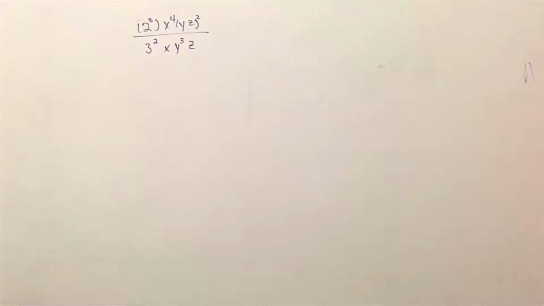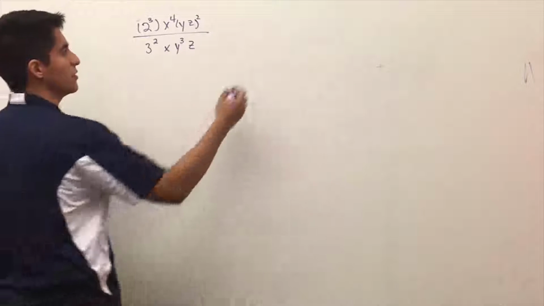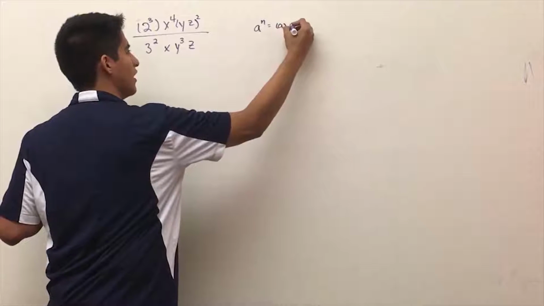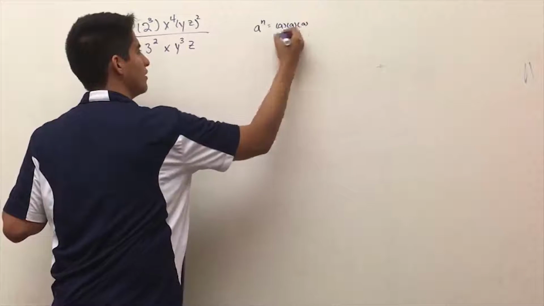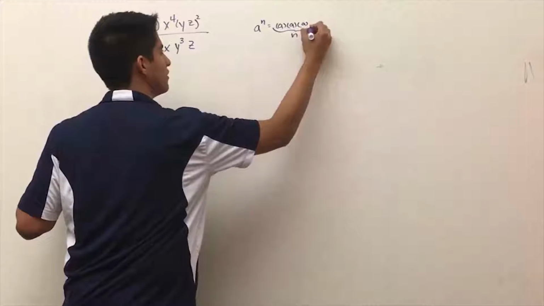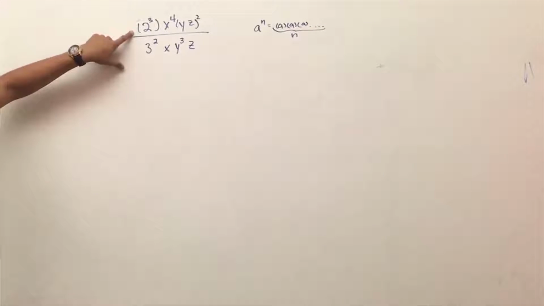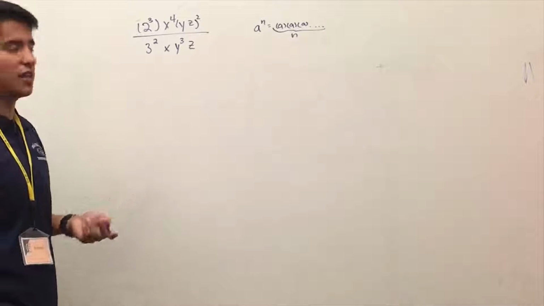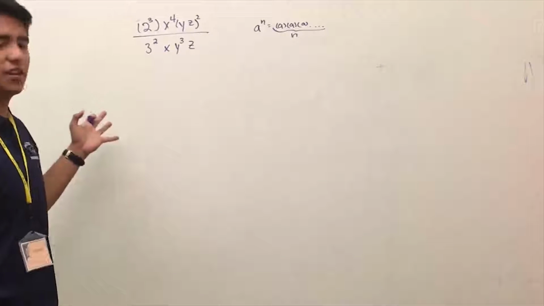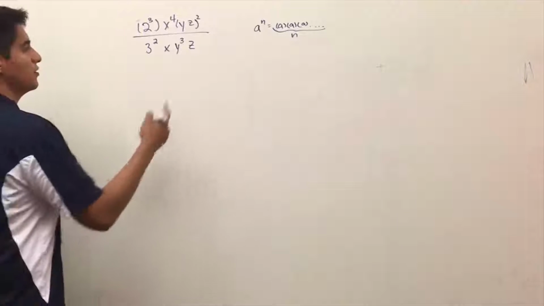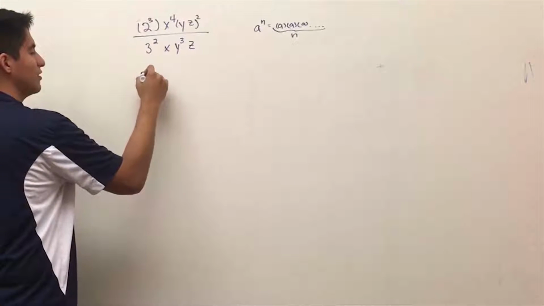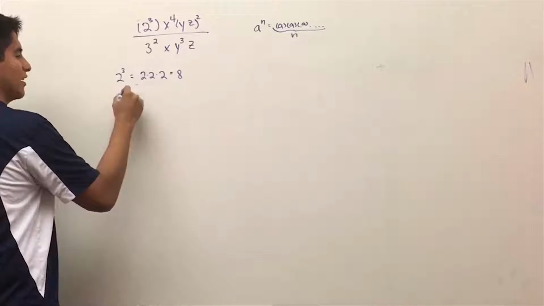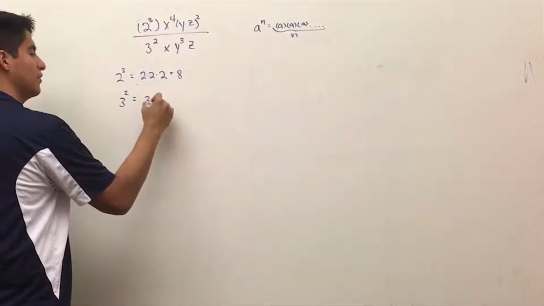Now, if we recall from the first definition, which states that a to the n is just a times a times a, n number of times, we can then evaluate 2 to the third as well as 3 to the second. This is not necessarily the first step you have to take, it just makes the notation cleaner. Using the first definition, 2 to the third is 2 times 2 times 2, which is just 8, and 3 to the second is 3 times 3, which is just 9.